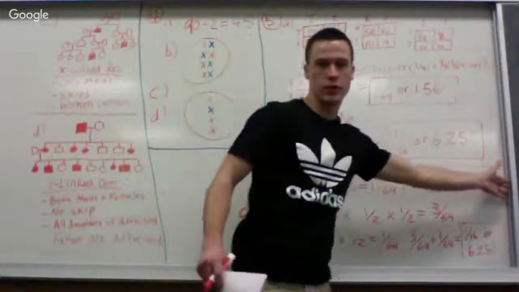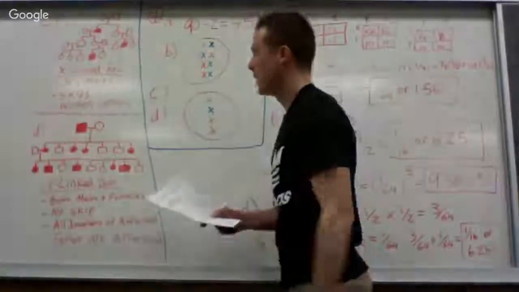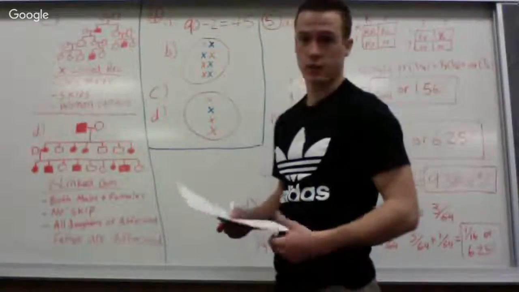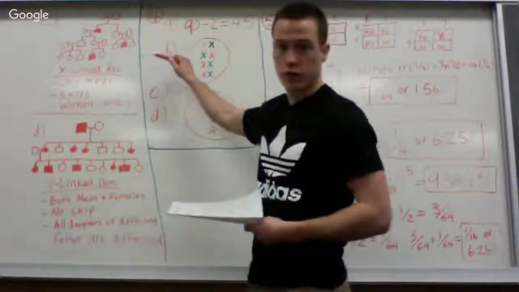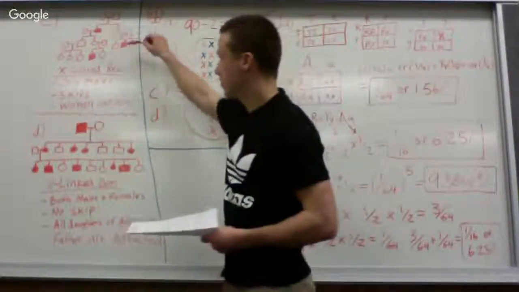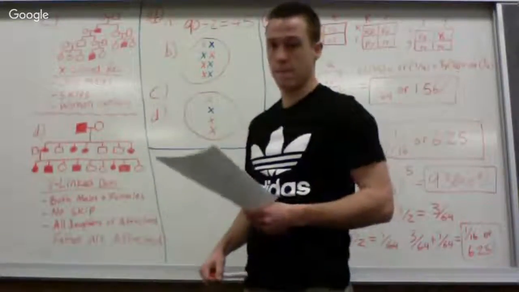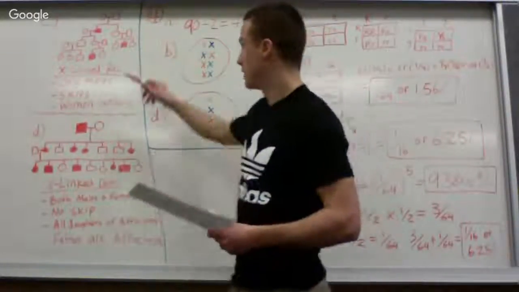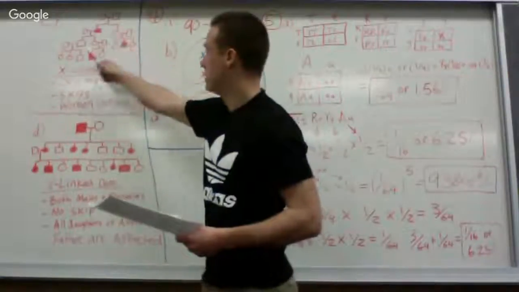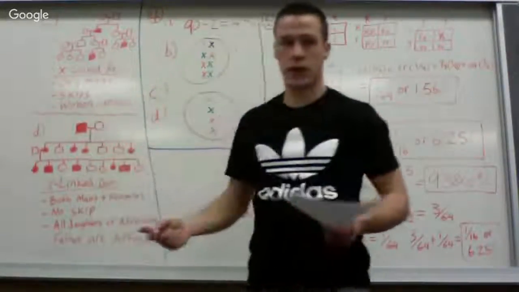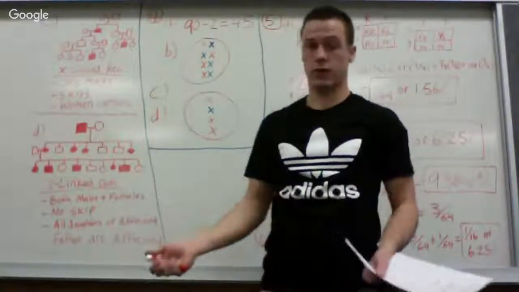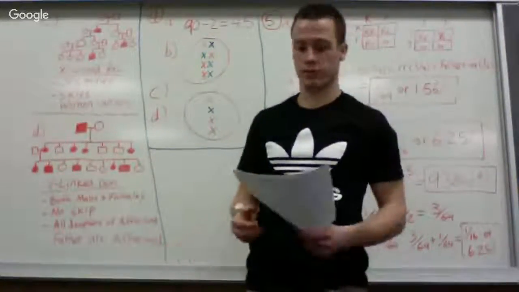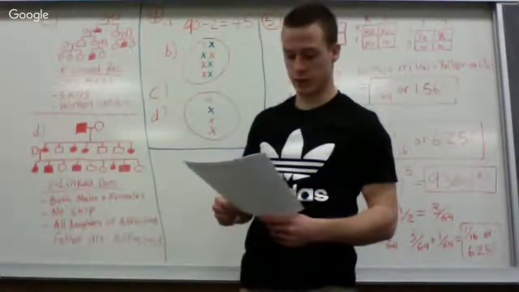Now for number 3, letter C, I got that it was X-linked recessive. That's because we can see it skips generations, and at first you see only males are affected with the disease. So we can see that this mother was a carrier here, and this mother was a carrier here. That only happens with X-linked recessive, because the son only has one X chromosome, so he's going to display the phenotype. So that one was X-linked recessive.